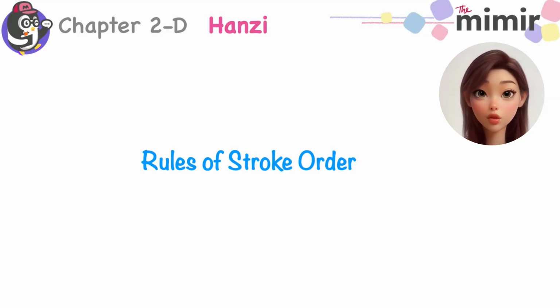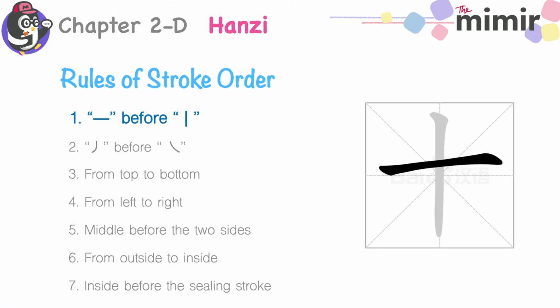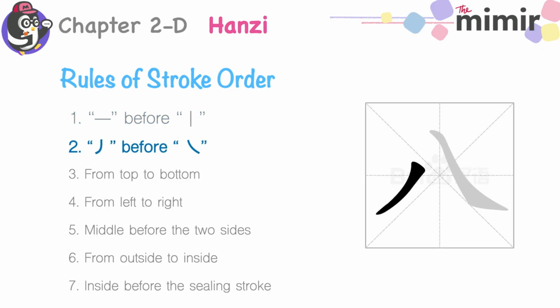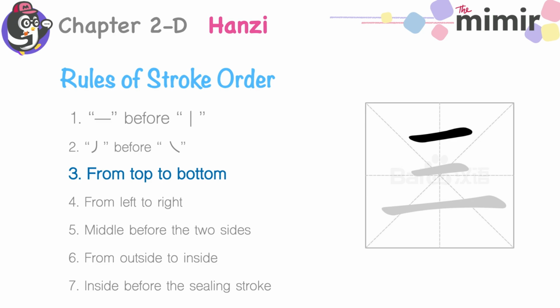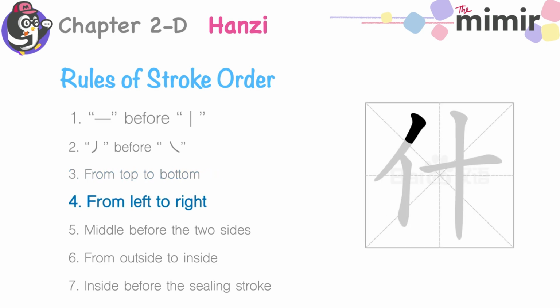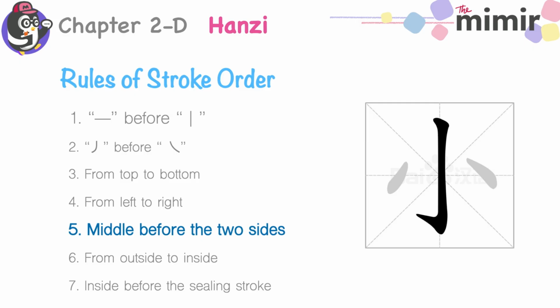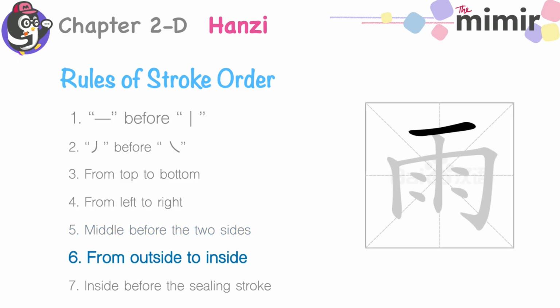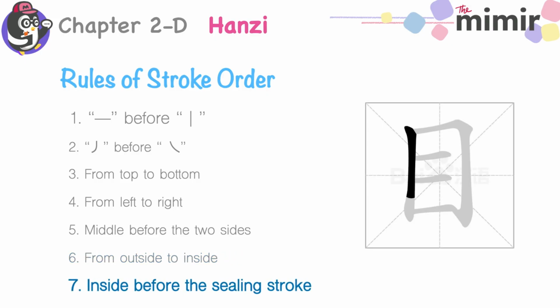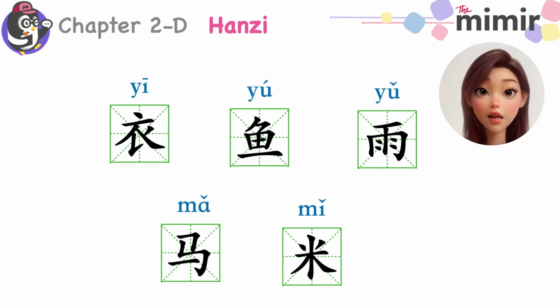When we write Chinese characters, there are some fixed stroke orders, and we write the characters in the same stroke order each time, which is helpful for better memory of Chinese characters. Here are the basic stroke orders as below. Rule number 1. Rule number 2. Rule number 3. Rule number 4. Rule number 5. Rule number 6. Rule number 7. Now please try to write these characters following the rules that you learned.